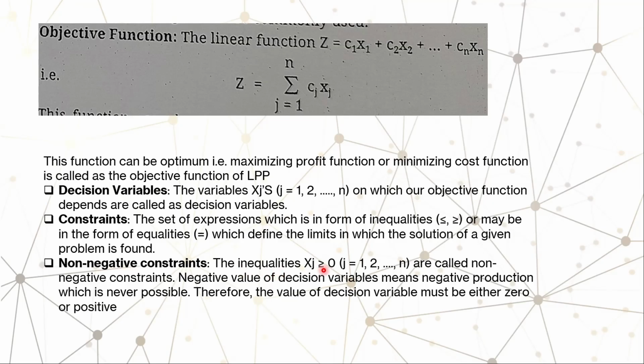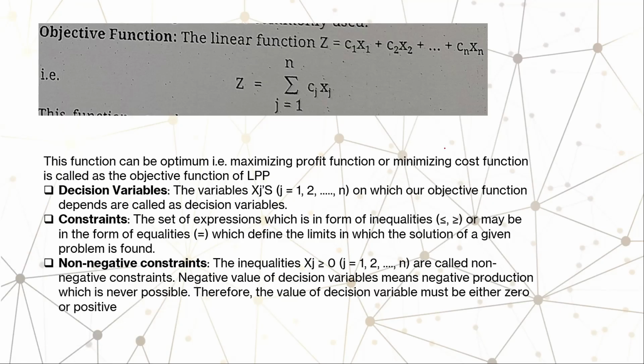The inequality is xj greater than or equal to 0, where j equals 1 to n, which varies depending upon the number of variables. These are called non-negative constraints. A negative value of a decision variable means negative production. Now sometimes you would get a function like this.